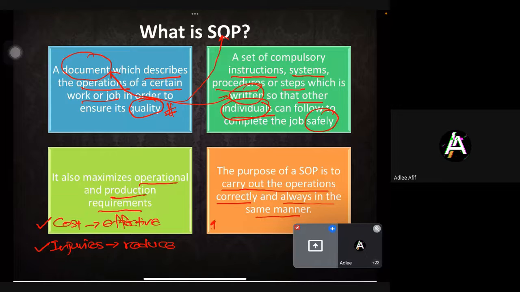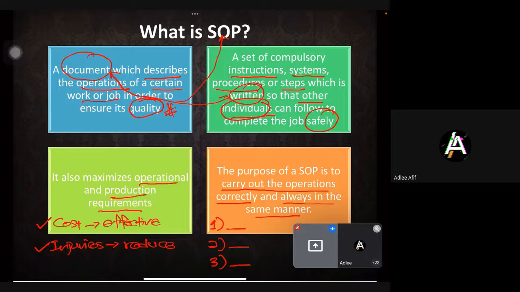So step number 1, what is it? Step number 2, what is it? Step number 3, what will it be? So always in the same manner, meaning that, okay, let's say if you no longer are going to be in that particular line, if the others are going to replace you, they will be using the same SOP, and then they will be performing the same task like yours based on the SOP that was written. Okay, so it means that it will always be the same.